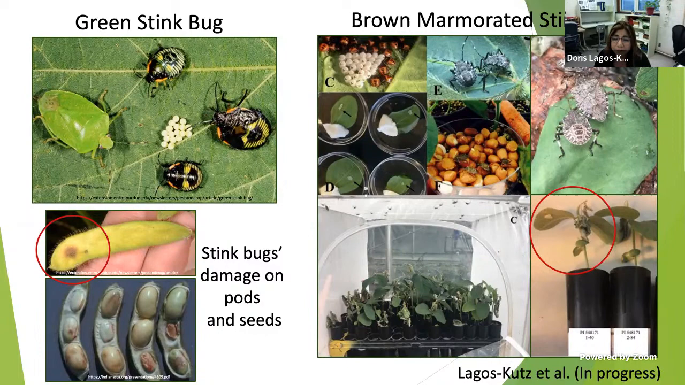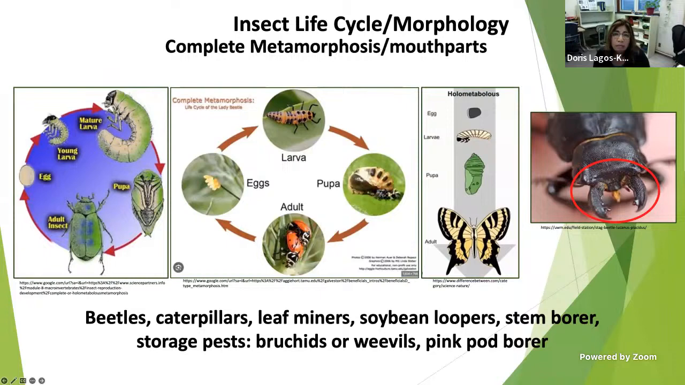Okay, the next one. Continue with showing you the type of life cycles. So here we have a different set of insects, which are mostly beetles, moths, flies. So they have a complete metamorphosis.